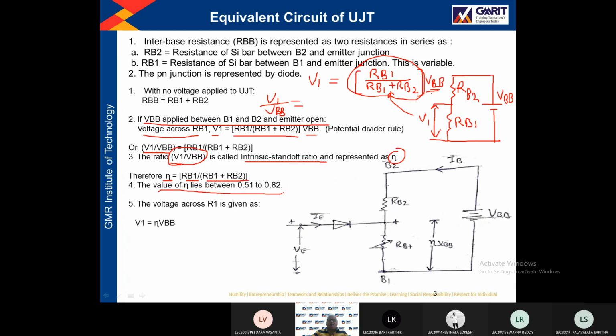And the value of eta lies between this. During the construction of this UJT, we fabricate the N channel in such a way that the eta value lies between 0.51 and 0.82. And the voltage across RB1 is given by eta VBB. So this voltage V1 is equal to RB1 divided by RB1 plus RB2 multiplied by VBB, and we know that RB1 by RB1 plus RB2 is eta. So you can express V1 as eta VBB. Okay, this is about this.